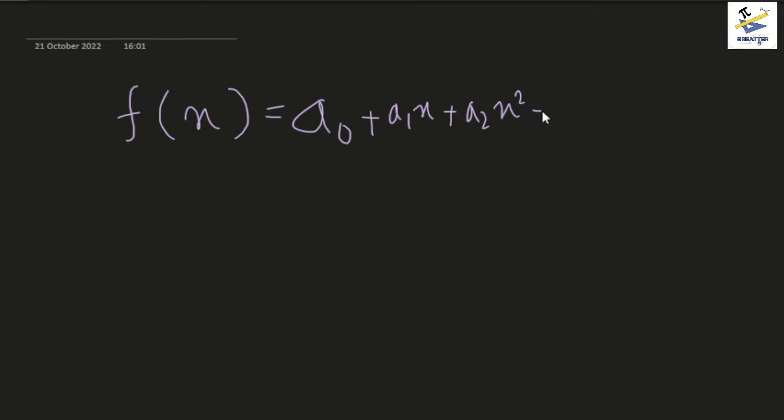So what I'm going to discuss here is basically the Taylor series representation. What we usually do is we try to represent a function f of x in terms of an infinite series like a naught plus a1x plus a2x square and all the way. This is called the Taylor representation or the Taylor polynomial for a series. So how do we actually find the coefficients?